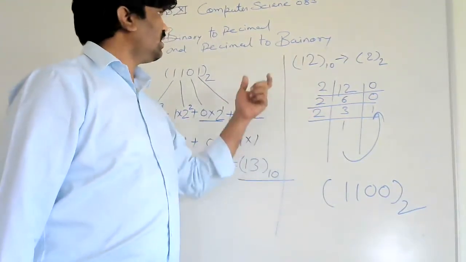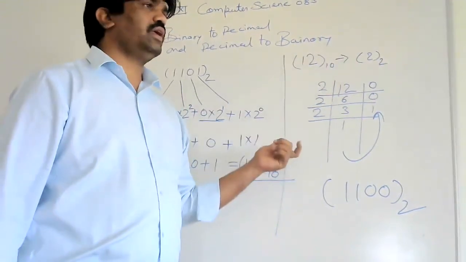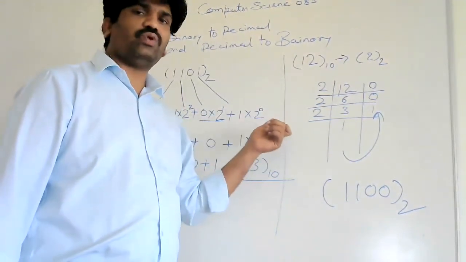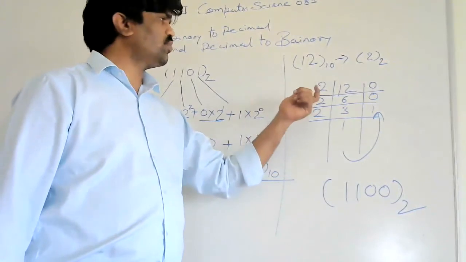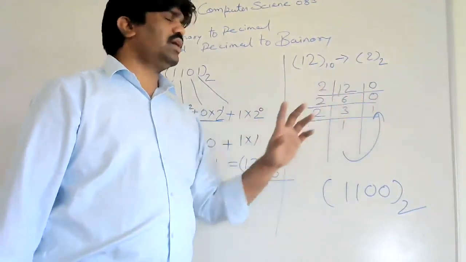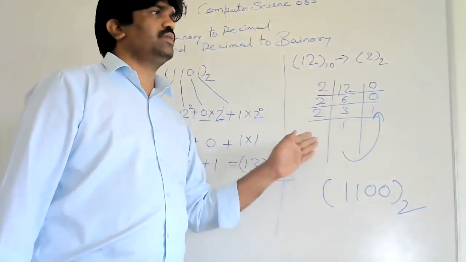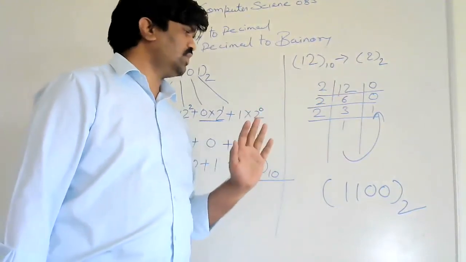So in this manner we can convert a decimal number to binary. To convert a decimal number to binary, again and again we have to divide the given number by 2, and we have to collect all the remainders from back to forward direction.